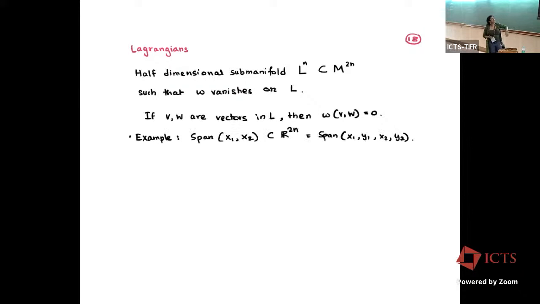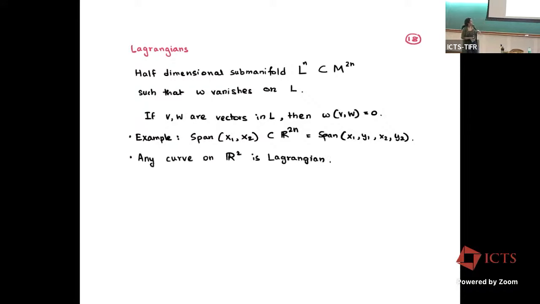So what questions can we ask? Well, first, examples. Inside R4, it's spanned by x1, y1, x2, y2. And remember that matrix we did. If I input x1 and y1, I'll get 1. If I input something in x2 and y2, I also get 1. But if I do x1 and x2, I get 0. So if I look at the span of x1 and x2 inside R4, I get 0 all the time when I restrict my omega to that subspace. So that subspace is a Lagrangian.